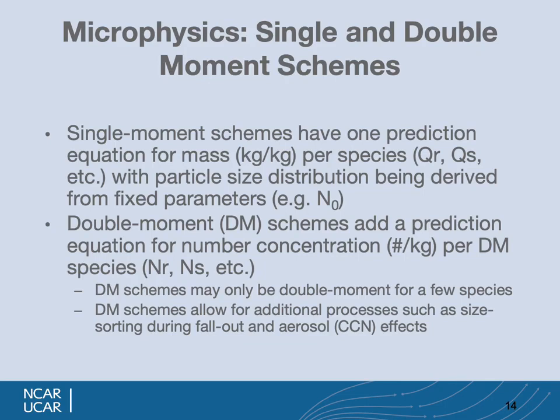Having a double moment scheme allows for additional processes, such as size sorting during fallout. The size of the particles matters when the rain is evaporating, for example. And then aerosol effects, which affect the number of cloud particles, which then affects the formation rate of rain. So it allows for some additional sensitivities to things like pollution, for example, when you have a double moment cloud and CCN prediction as well.